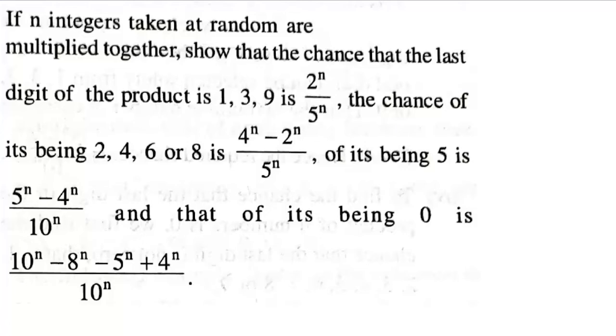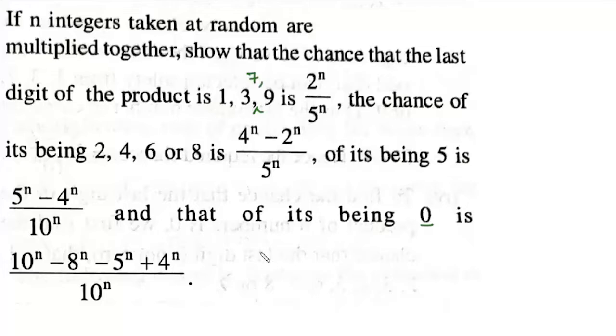Now the question is, if n integers are taken at random and they are multiplied together, show that the chances that the last digit of the product is 1, 3, 7 and 9 is 2 to the power n upon 5 to the power n. The chances of it being 2, 4, 6 and 8 is 4 to the power n minus 2 to the power n upon 5 to the power n. Its being 5 is 5 to the power n minus 4 to the power n upon 10 to the power n, and that of its being 0 is this value.